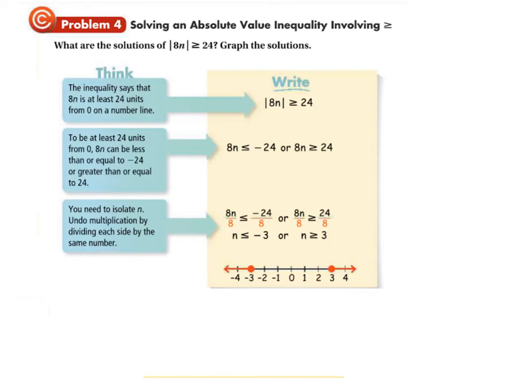Okay, why is it split up? Well, you can see that the absolute value part is greater than the number, so you're going to get it in two parts. So try this one.